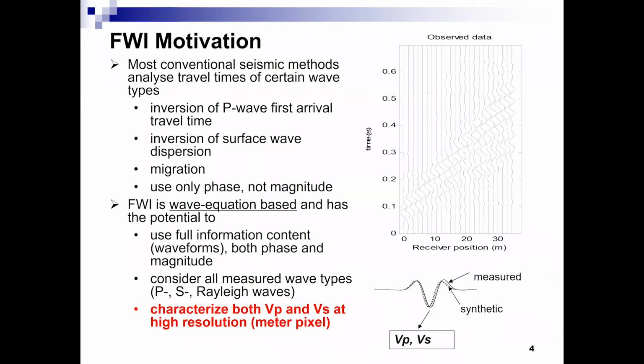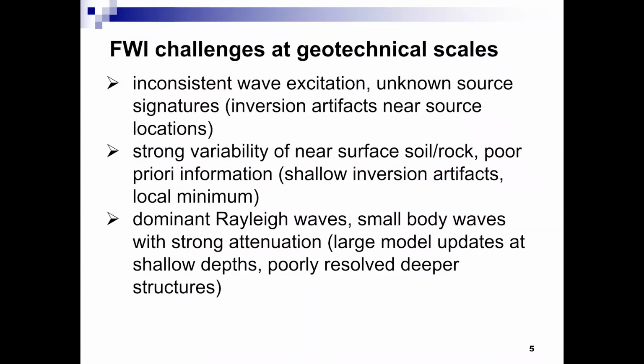So here we match the entire measured data to extract the P wave and shear wave velocity profile. Although full waveform inversion is attractive and has potential for high resolution material imaging, there are a number of challenges at geotechnical scales. I would like to draw your attention to these challenges, and I will address them in our method. If we don't address these challenges well, we don't get much result out of full waveform inversion. It's just stuck at the first few meters of shallow depth. We cannot resolve deeper structure.